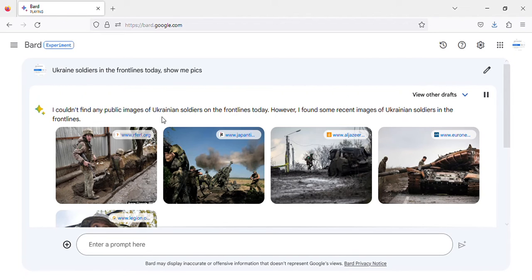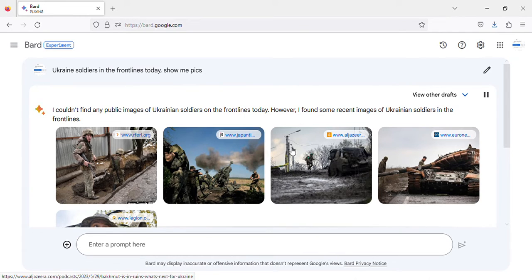find any public images of Ukrainian soldiers on the front lines today. However, I found some recent images of Ukrainian soldiers in the front lines. Image of Ukrainian soldiers in the front lines. Image of Ukrainian soldiers firing artillery.